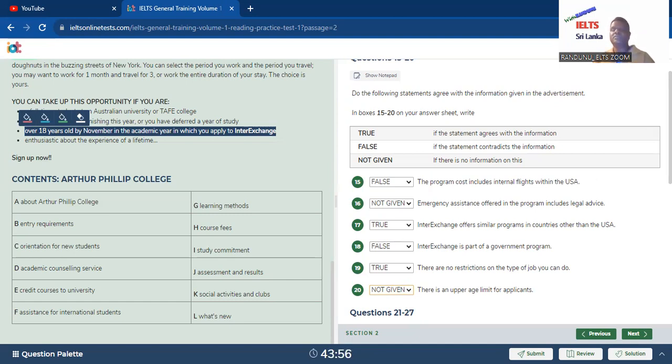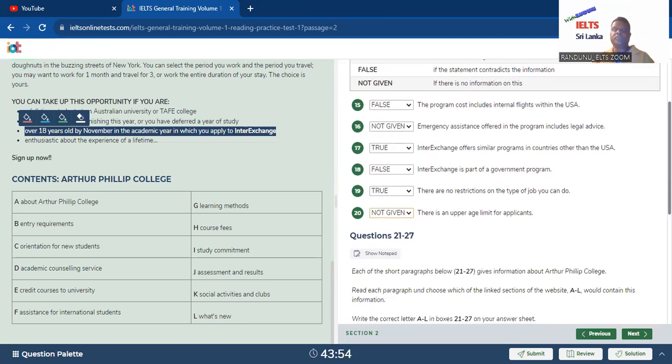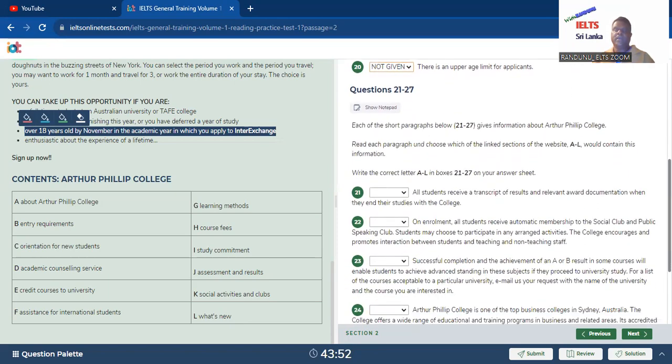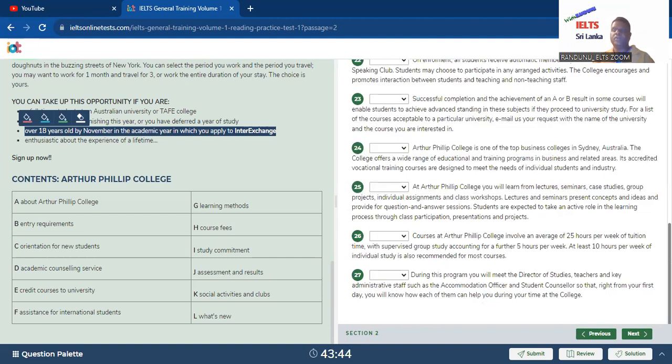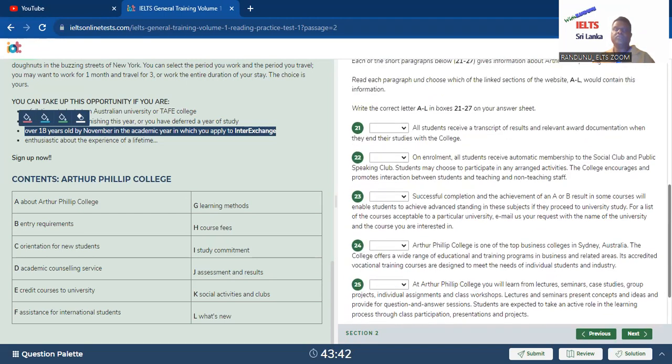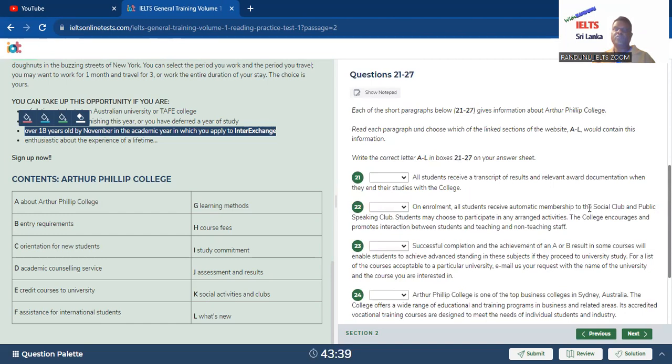So now the next few questions, from 21 to 27, have been given from this table here. Now this one is quite an odd one. Odd in the sense that normally the titles come on the question side and the passage comes on this side, no? But here the passage is on the question side, and the titles are on the passage side. Whatever it is, you have to match.